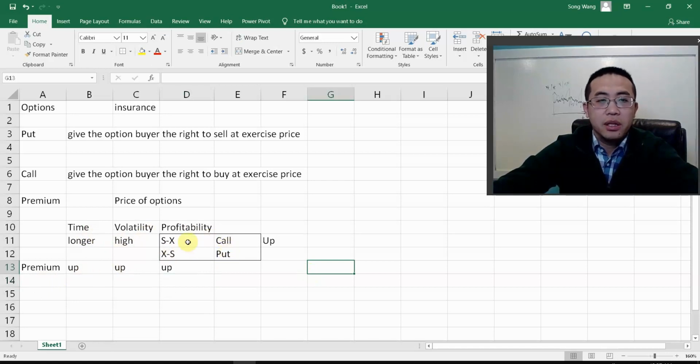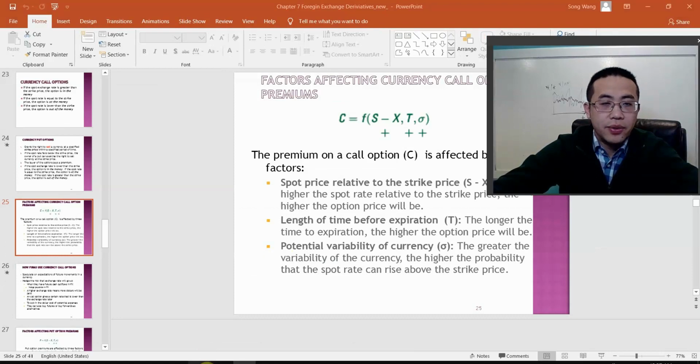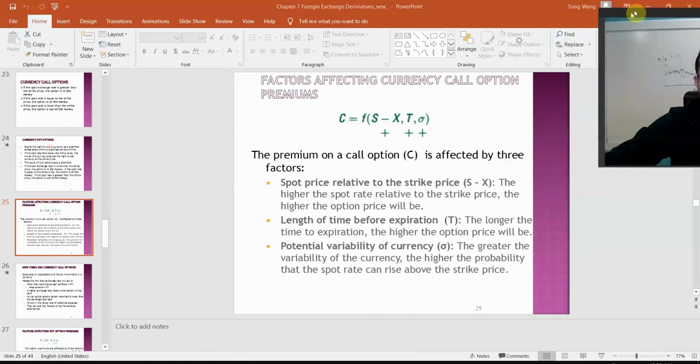For a call option, if the spot rate goes up or the strike rate is down, then the call option is more valuable. And for a put option, if the strike goes up or the spot rate goes down, it is more valuable. All right, so let's get back to our PowerPoint.